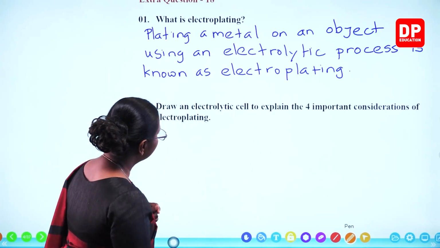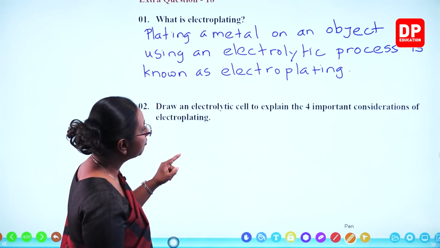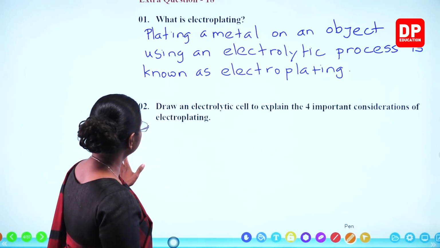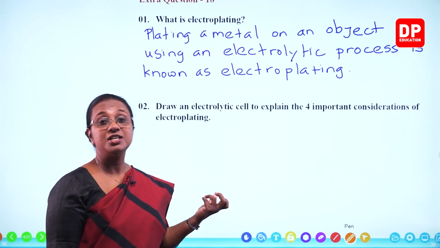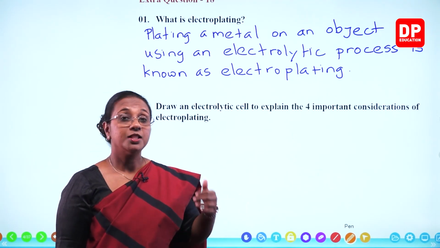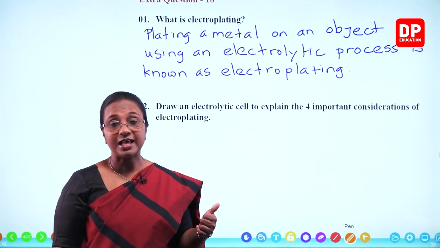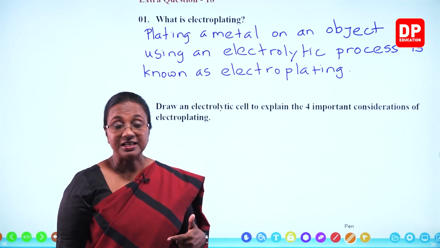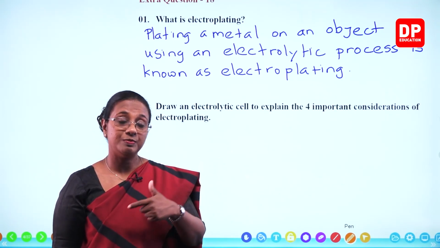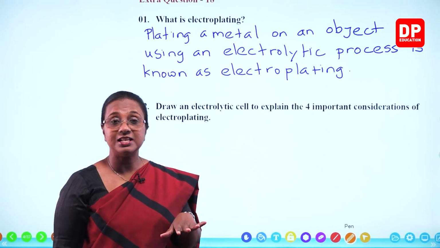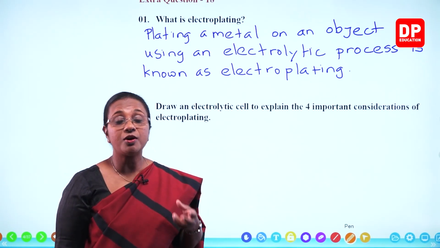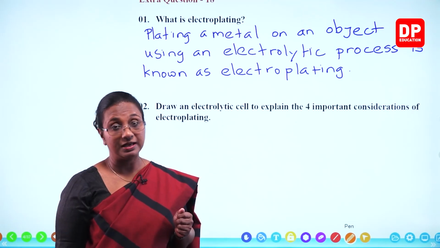Draw an electrolytic cell to explain the 4 important considerations of electroplating. So what I mentioned now also: the object has to be connected to the cathode. The metal that is going to be plated should be the anode, and the electrolyte solution should be a salt of that particular metal.